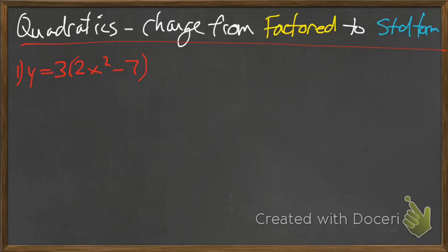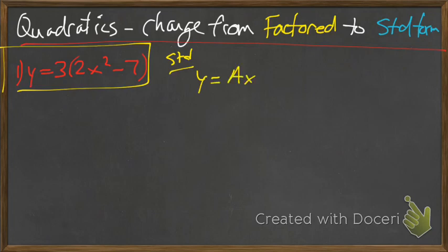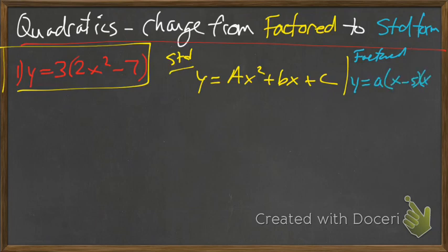So in many situations, we're going to be asked to change from factored form to standard form. So if we use this example here, we're going to keep in mind that standard form looks like this. Y is equal to ax squared plus bx plus c. And factored form looks like this. Y is equal to a bracket x minus s bracket x minus t, or r or any other variable. I'm sure there is a reason for that, but don't worry about it for now.